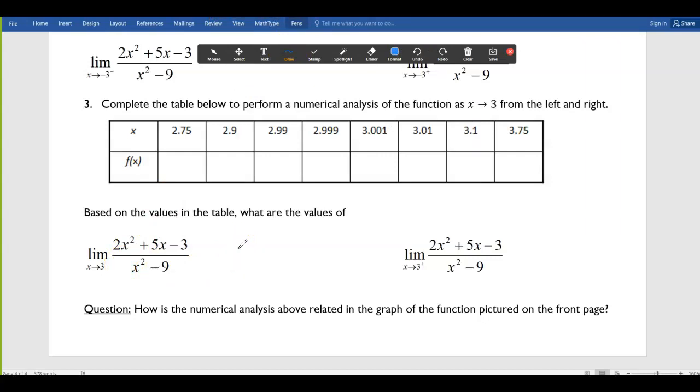Okay, for the last problem we're looking at as x approaches 3 from the left and the right. So again, I'm choosing numbers around 3. Notice that I am not actually evaluating at 3 itself. So again, I'm going to plug these x values in on Desmos and try to see what y values I get.